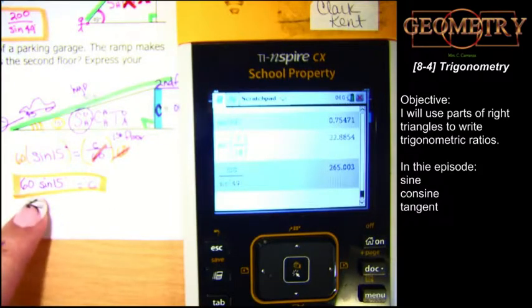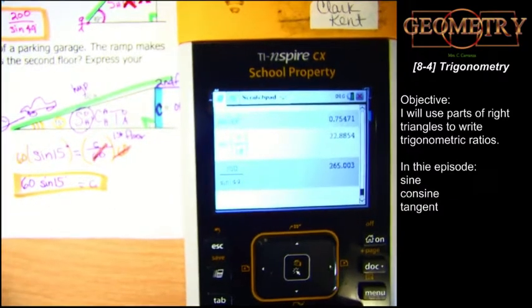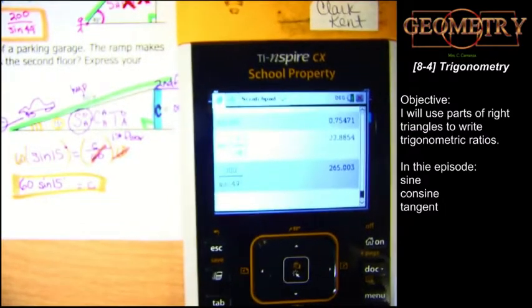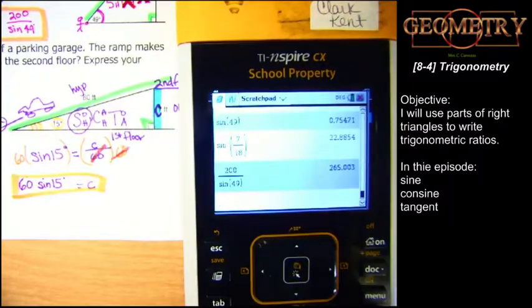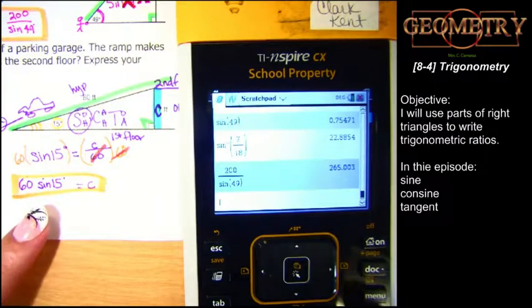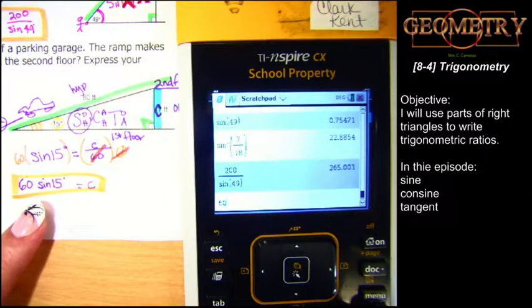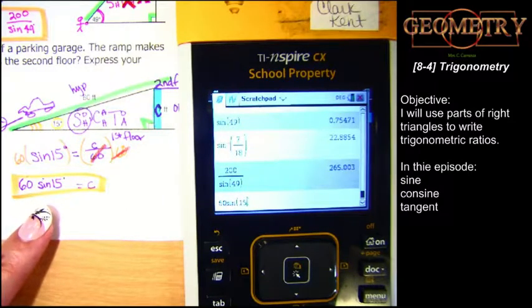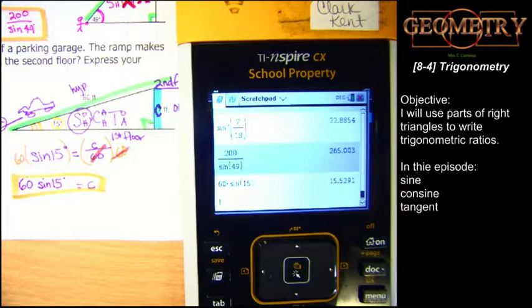Okay, so I'm going to type this exactly. Let's get some focus, camera. Focus. Beautiful. I'm going to type this literally the way it is. 60, open my trig menu, select sine, type 15, hit enter, and Catwoman is going to fall 15.5 feet.